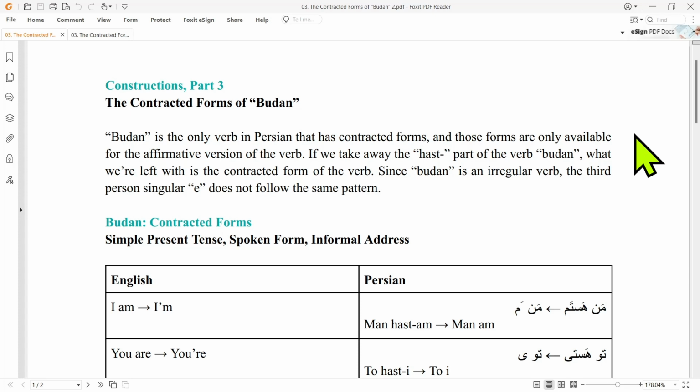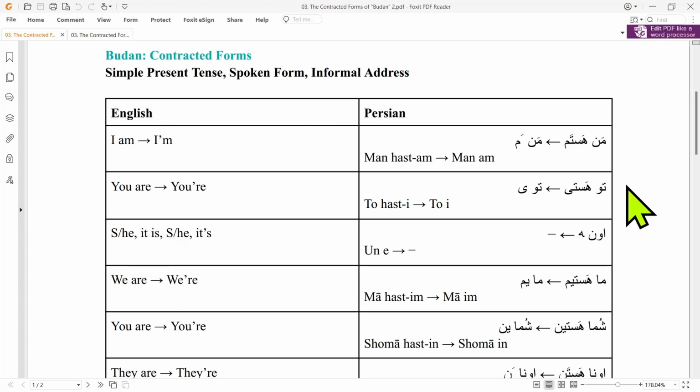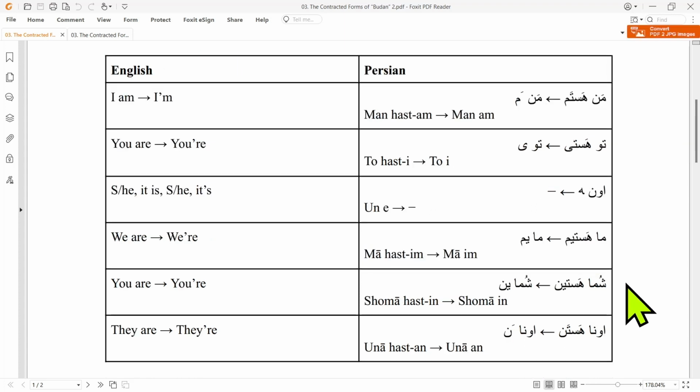Let's take a look. You already know that I am in Persian is man hastam. So the contracted form I'm is manam. And the contracted form of to hasti, you are, is toi, you're. For ma hastim, we are, we have maim, we're. For shoma hastin, you are, we have shomain, you're. And for una hastan, they are, we have unaan, they're.